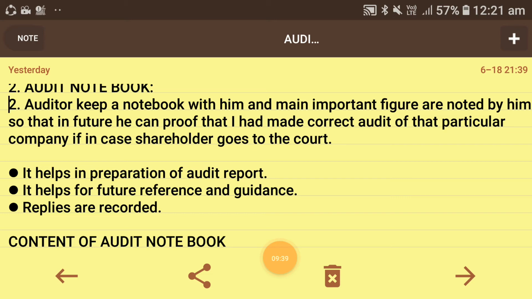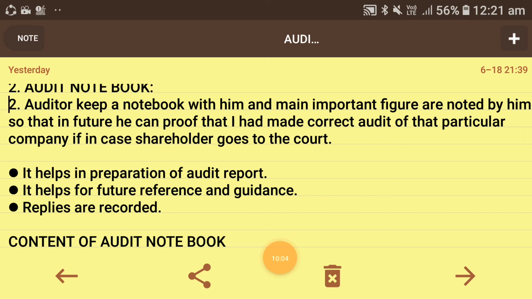It helps for future reference and guidance, because as he has recorded each and every kind of data, he could easily gather that information for future reference and guidance. Next is replies are recorded. So in that audit notebook, the replies of each and every kind of official involved in the company are also recorded.